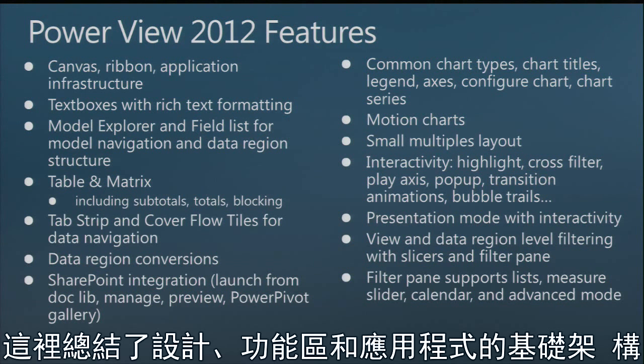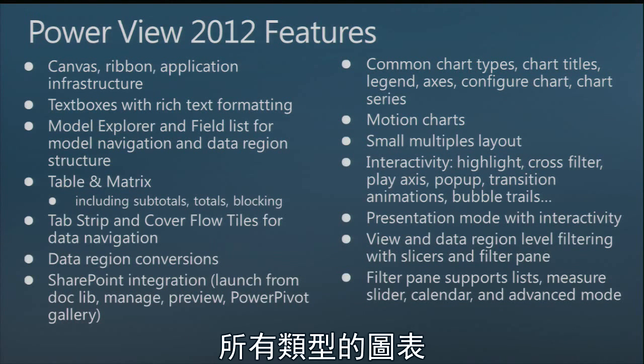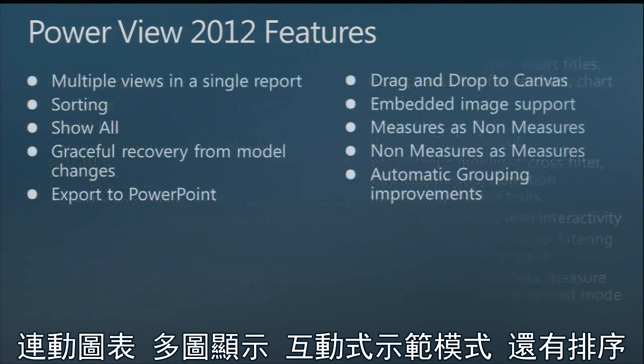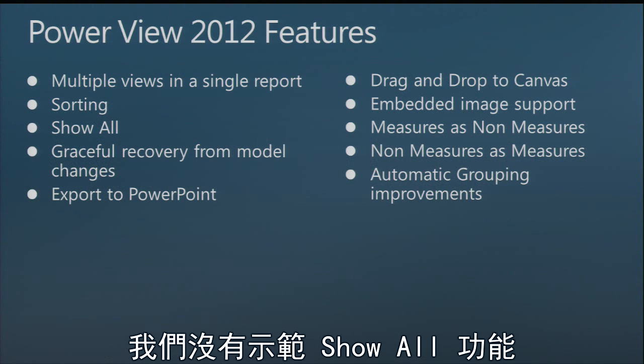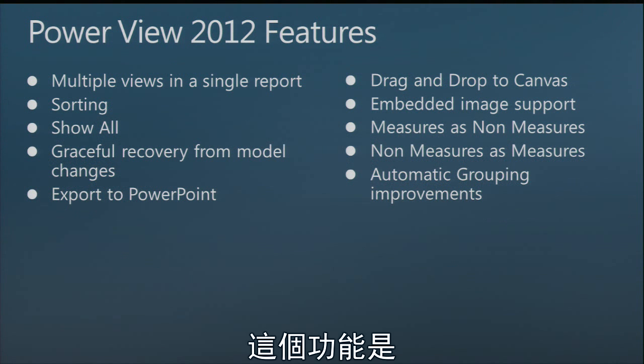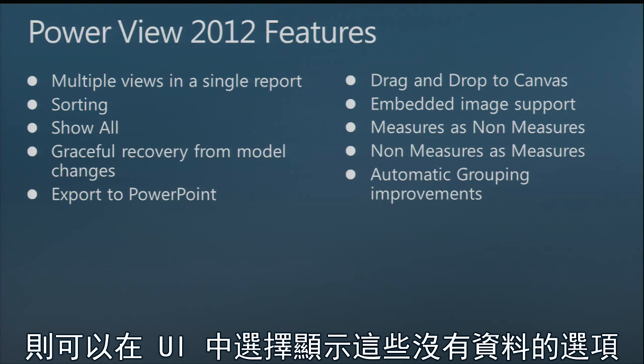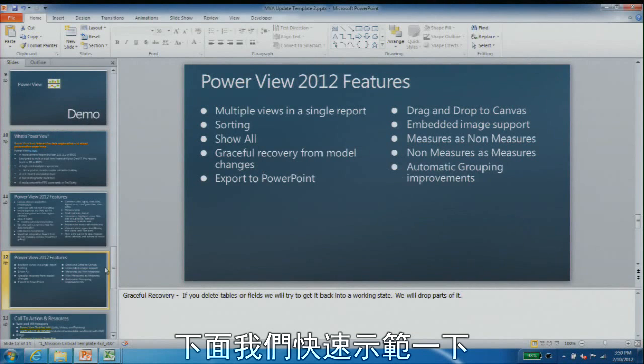So we saw the general canvas and the ribbon and the application infrastructure, all the different chart types that we have, the motion charts, the small multiples, the presentation mode with interactivity. We looked at sorting. We did not look at show all. That's a feature where if you, for example, have a table or a matrix and some of the items are not present in certain groups, you have the option right in the UI to actually show items with no data. And in fact, I think I'll just jump out really quick and show that to you.